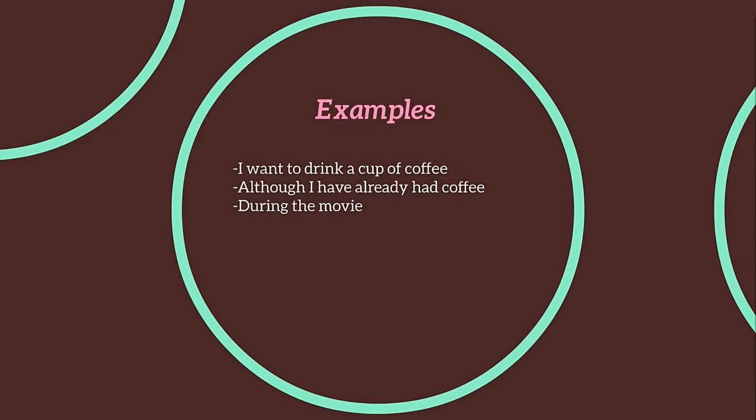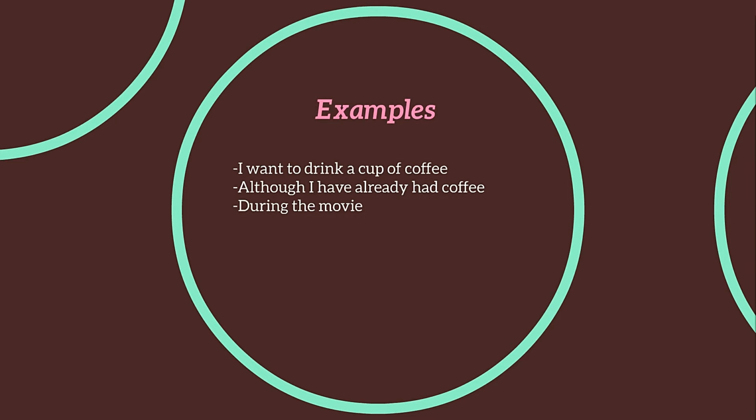Our second example has both a character, I, and an action, have had, but it can't stand alone since it has the word although at the beginning. If we were to read this example in a book or if someone said it to us, we'd expect something else to follow it. Our final example isn't a clause at all. It has a character or subject, the movie, but there's no verb, so it can't be a clause.